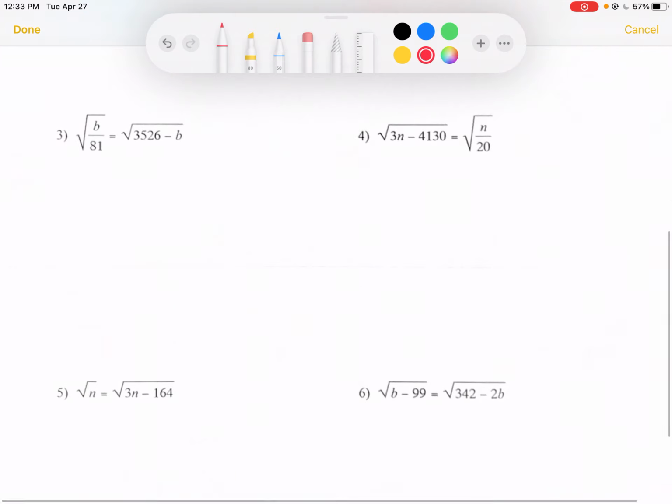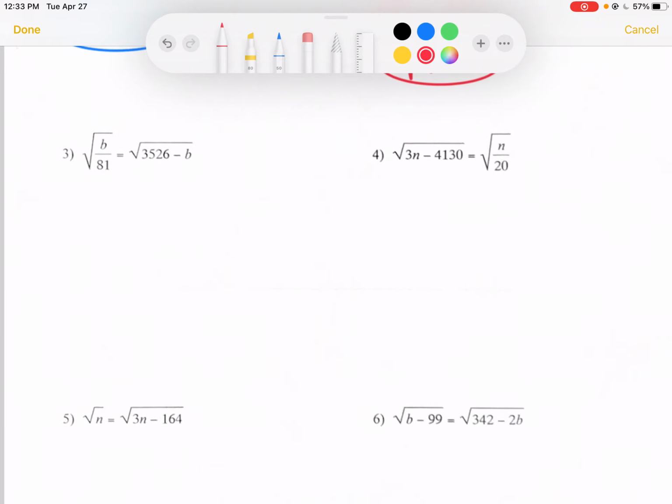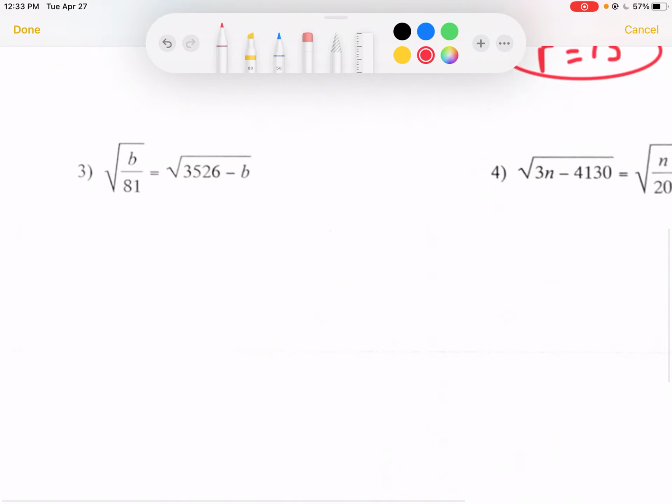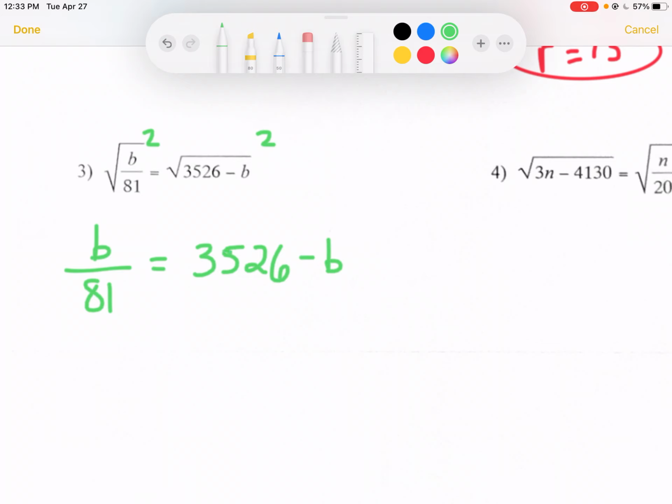Okay? So let's look at 3. Start out by squaring both sides again. Same first step with these ones. So I've got b over 81 equals 3,526 minus b. Probably the most difficult thing about this problem is just that the numbers are big.